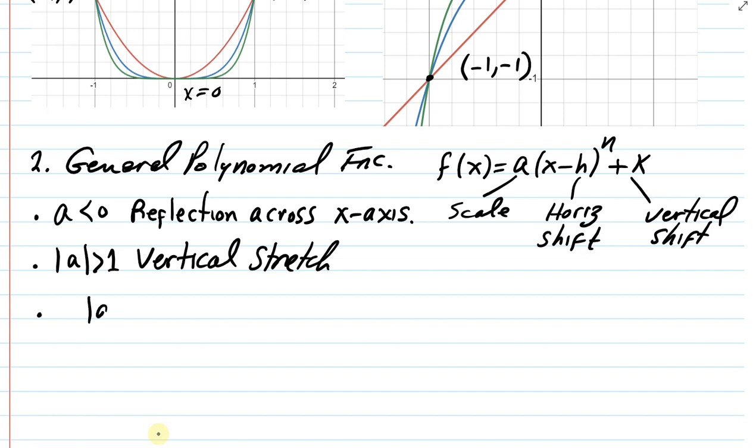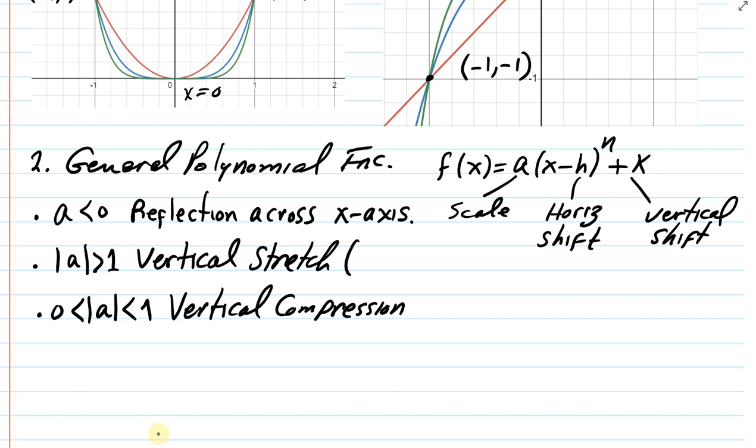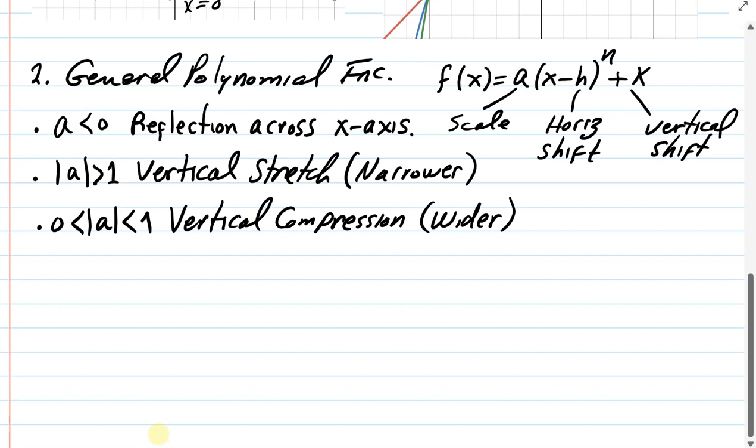And if the absolute value of a is between 0 and 1, the reason we use absolute value is because if a is negative, we simply attribute the negative to the reflection. So if the absolute value is between 0 and 1, then you have a vertical compression. With vertical compression, you get this flattening or widening effect. The vertical stretch will cause the graph to become narrower than what it used to be, and for this one, it's going to be wider. The compression gives that visual impression that the graph is widening around.